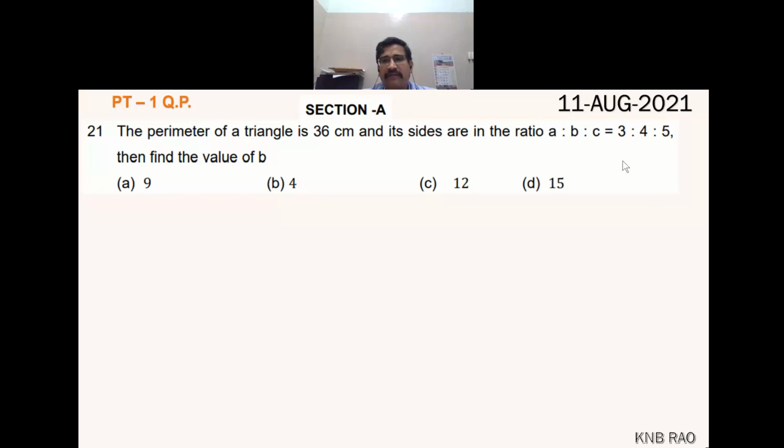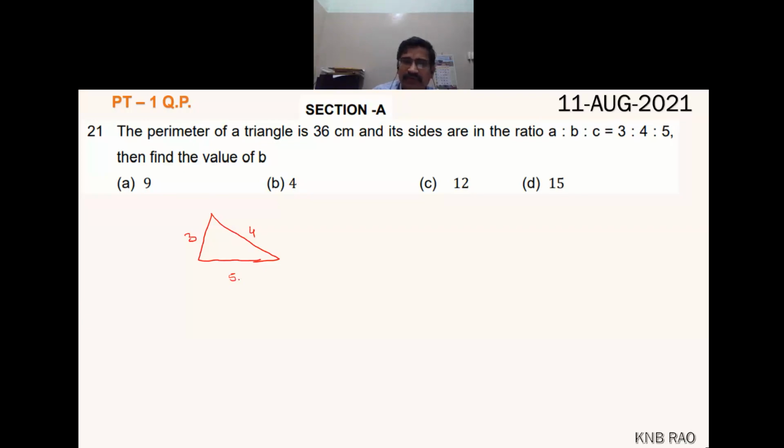Here, coming to the 21st question: the perimeter of a triangle is 36 centimeter and its sides are in the ratio A is to B is to C, where 3 is to 4 is to 5, then find the value of B. Very important, it's a triangle with the ratio 3 is to 4 is to 5, where 3 parts, 4 parts, and 5 parts.